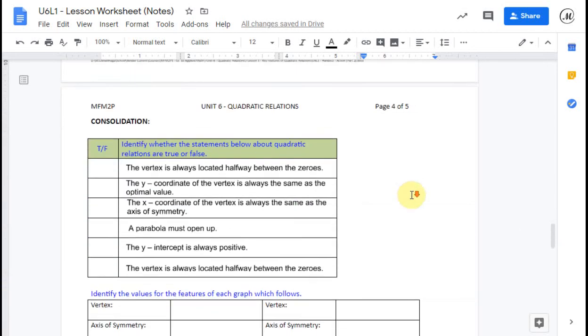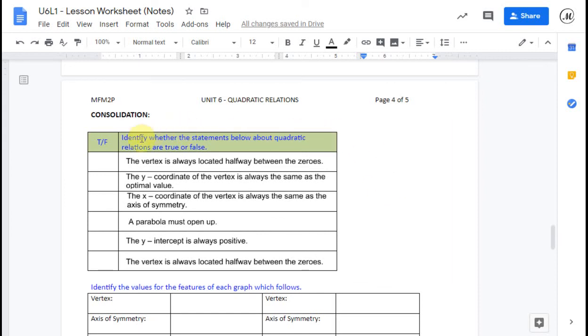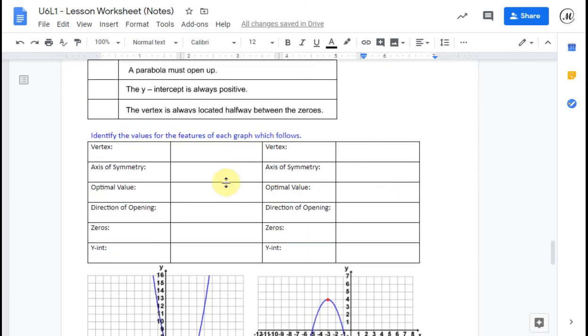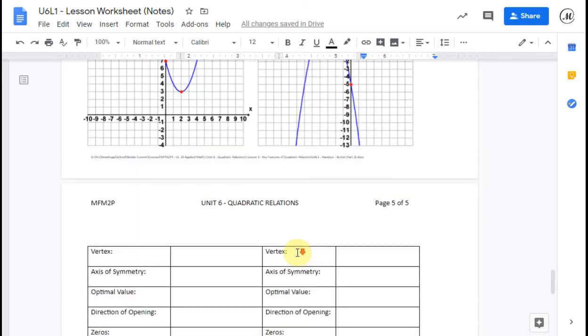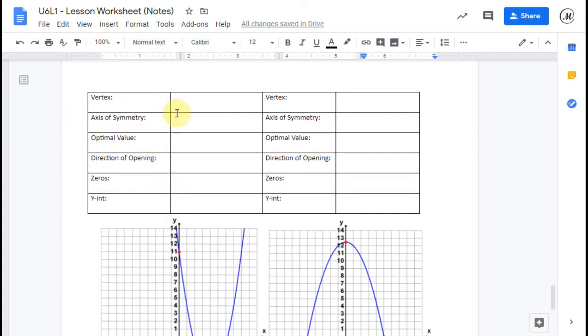Now you can go and do the consolidation. There's a few questions here for you to think about in terms of these parabolas. Some of these questions we haven't talked about specifically, but based on what you've seen, hopefully you can answer them. And then coming down here, there are a few parabolas for you to go ahead and fill in these values similar to what we have been doing.